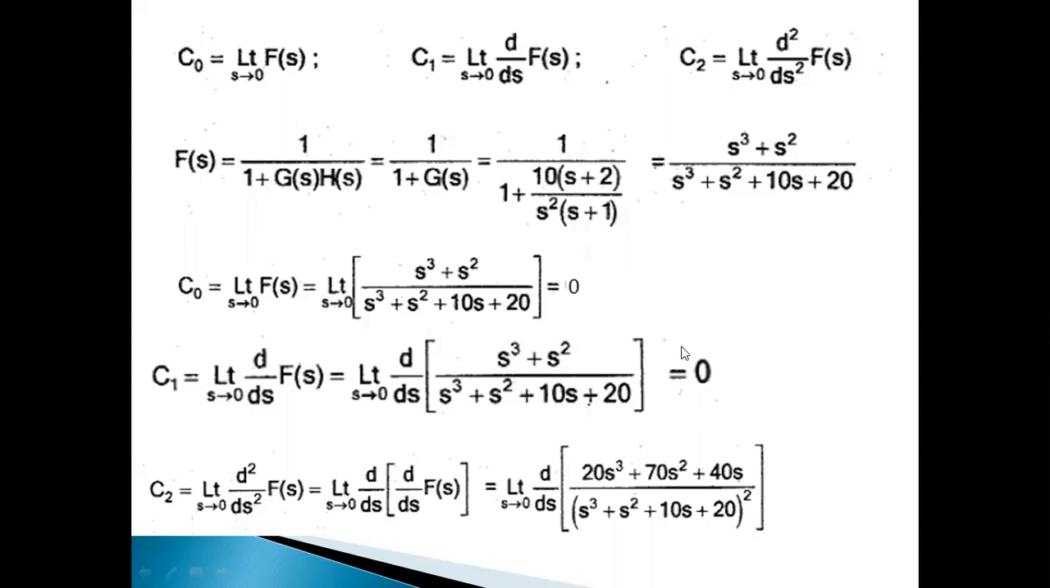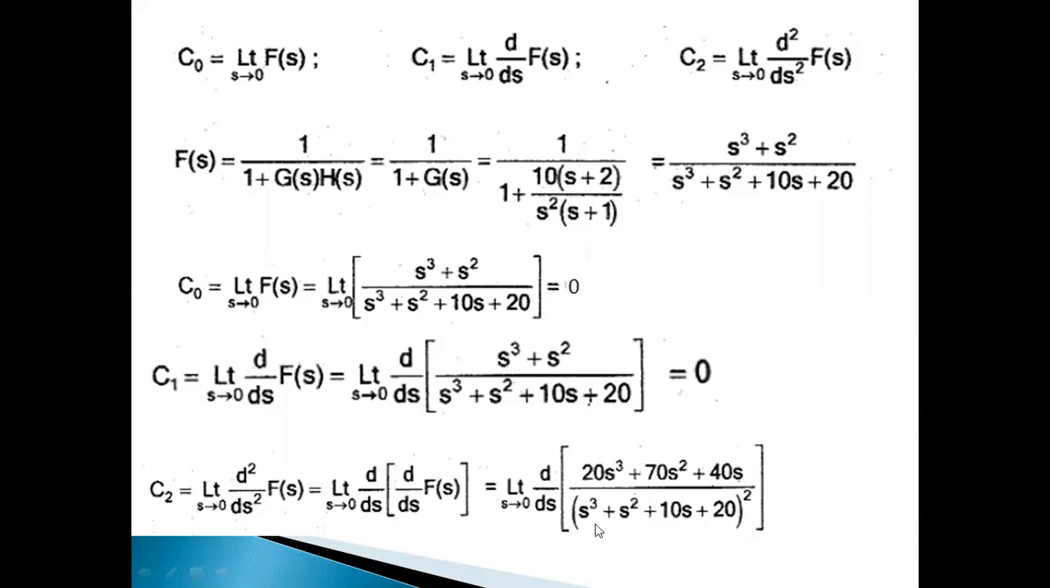Try to solve. Don't simply put s is equal to 0 in this and you will get 0. So it is wrong. First we have to differentiate with respect to s, and after that you have to substitute s is equal to 0. In this case is also same. First if we differentiate with respect to s, you will get the same value.